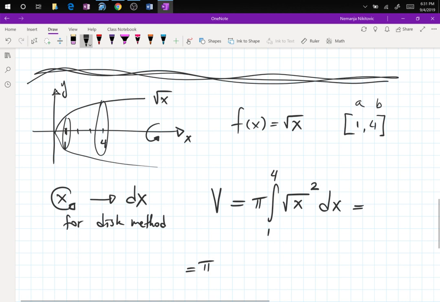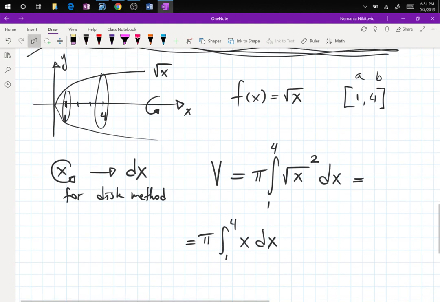So now pi integral 1 to 4 of x dx, because algebra kicked in and killed off that square root and the square. And now we'll just integrate, so copy pi. Don't forget that pi, it's just minus 1 when you forget it. But it throws your answer off 3.14 times. That means that every volume you calculate will be 3 times smaller than it is.